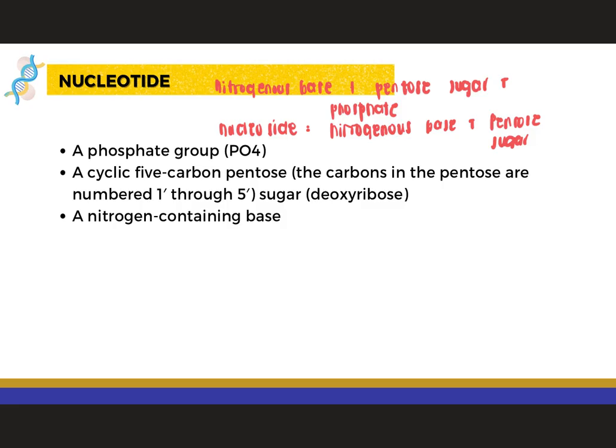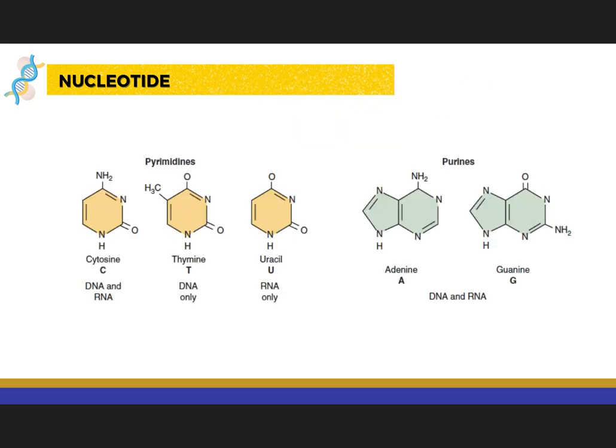Okay? So, ano ba yung mga nitrogenous base? So, nitrogenous base refers to nitrogen-containing heterocyclic ring structure. So, there are two types of nitrogenous bases. We have your purines and pyrimidines. So, we have here the structures of your purines and pyrimidines. So, for purines, we have adenine and guanine. For pyrimidines, we have cytosine, thymine, and uracil.